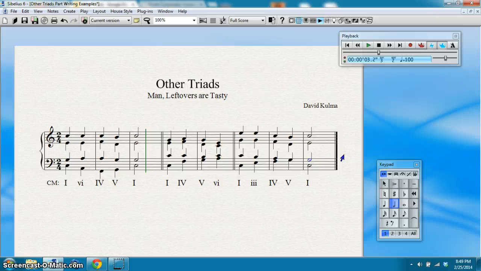So here's 1, 3, 4, 5, 1. So this is 3 as a tonic prolongation.